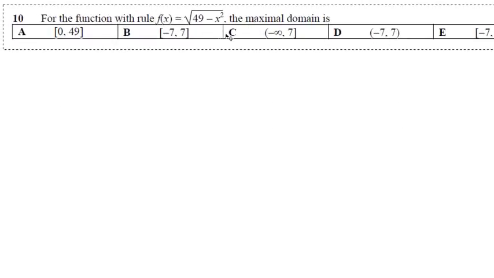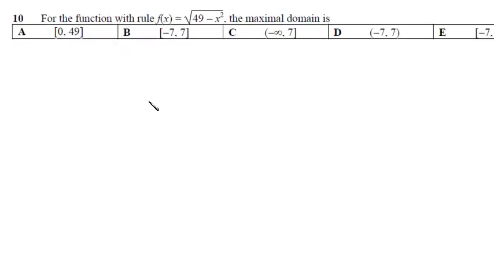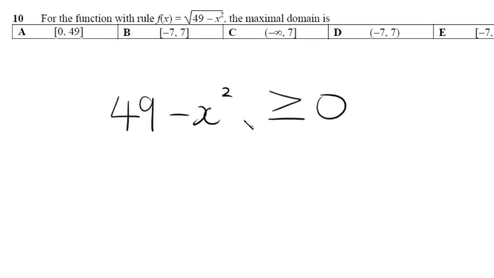Just place it right there. So you've got f of x equals the root of 49 minus x squared. What is the maximal domain? So we have one goal. When you have a root of something, whatever is inside the root always has to be positive. So 49 minus x squared has to be greater than or equal to 0. So we have to solve this.